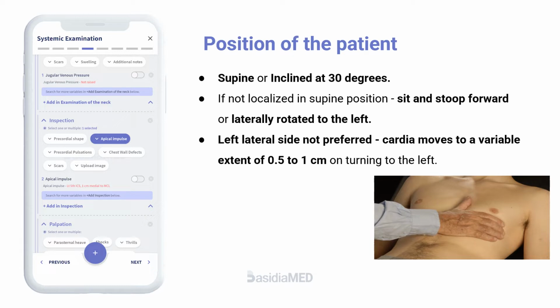Position of the patient. The normal apical impulse is seen when the patient lies supine or with the upper part of the body inclined at 30 degrees. If not localized in supine position, the patient can be made to sit and stoop forward or laterally rotated to the left. Ideally, the patient should not be turned to the left lateral side for locating the apex, as cardiac apex moves to a variable extent of 0.5 centimeter to 1 centimeter on turning to the left.